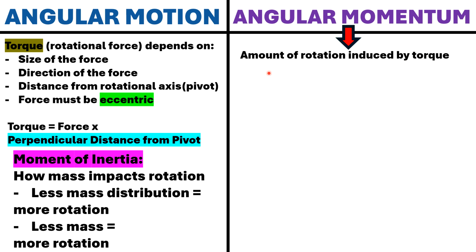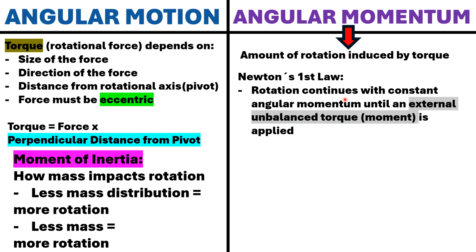So this is essentially the amount of rotation induced or created by the torque from angular motion. And if we apply this to Newton's first law, we'll see that rotation continues with constant angular momentum, just like movement continues moving, until an external force, in this case unbalanced torque, also known as moment, is applied. Now, an example of this would be gravity or air resistance. When gymnasts are in the air, as we're going to see in a second, these are the main forces that are going to act on them, impacting their rotation.